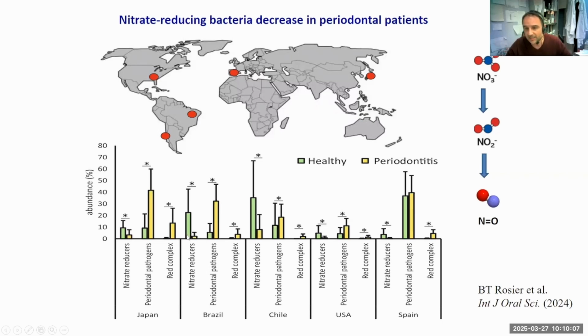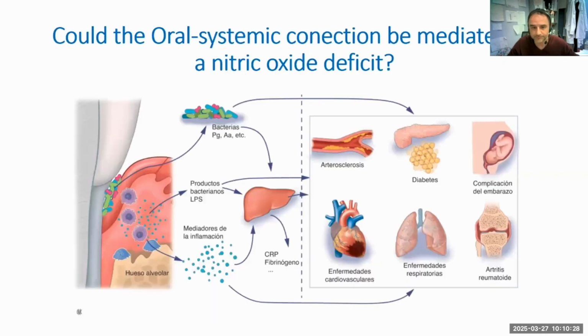So we believe that if you don't have these bacteria, then you cannot transform nitrate into nitric oxide. So we believe these people are going to have a deficit in nitric oxide. We have shown that this is the case. In people with gum disease, they have lower nitric oxide levels, and then they cannot benefit from the blood pressure lowering effects of the vegetables.